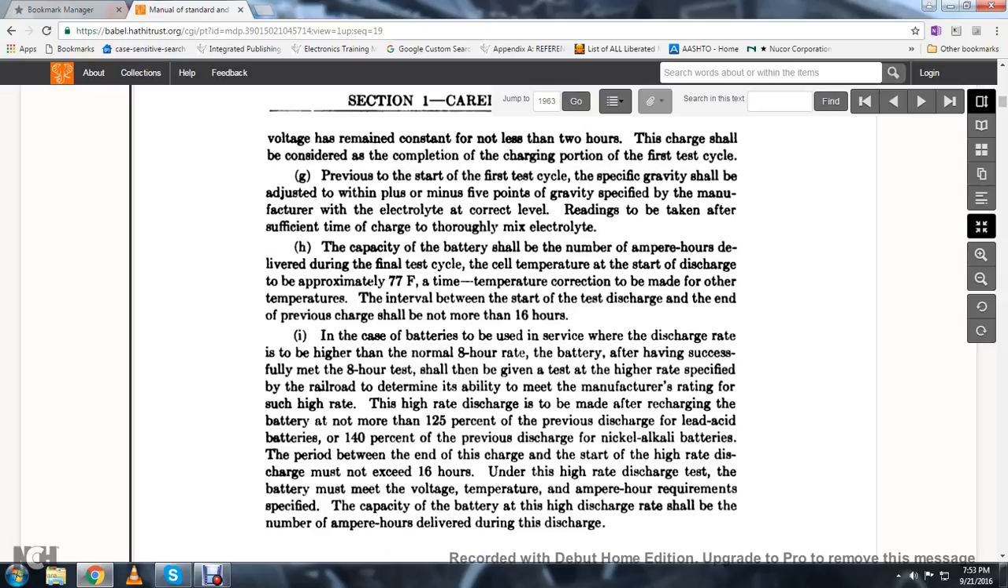Previous to the start of the first test cycle, specific gravity shall be adjusted within plus or minus 5 points gravity as specified with the manufacturer, and the electrolyte at the correct level, reading to be taken after a sufficient time of charge and thoroughly mixed electrolyte. The capacity of the battery shall be the number of ampere hours delivered during the final test cycle. The cell temperature at start of the discharge is approximately 77 degrees Fahrenheit. Temperature correction is to be made at other temperatures. The interval between the end of the previous charge and the start of discharge shall be not more than 16 hours.